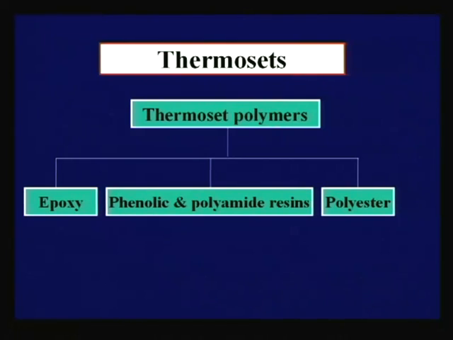Examples again may be many, only a few are shown over here. Epoxy polymers, phenolic polymers, polyamide resins can lead to thermoset also, in addition to thermoplastics. Polyesters, you can have thermoplastic polyester, whereas you can have thermoset polyesters also. If you take unsaturated polyester, it undergoes an intermolecular cross-linking reaction to form a three-dimensional network of polymer chains, which is insoluble and infusible.